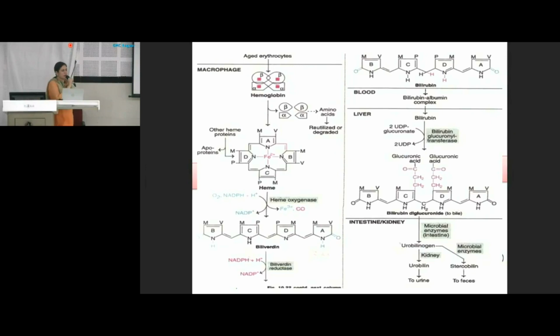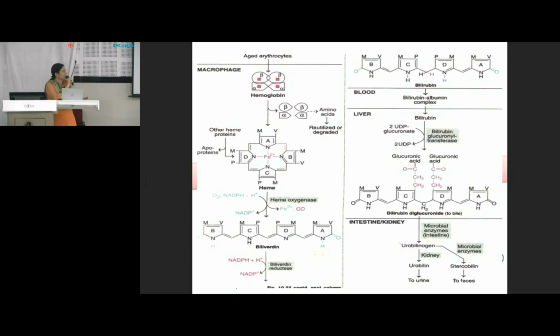Now this bilirubin is sparingly soluble in plasma, so it needs to be transported with the help of albumin. Albumin has two binding sites, a high affinity binding site and a low affinity binding site. Bilirubin can bind tightly with the high affinity binding site of albumin up to about 25 milligram of bilirubin. So the bilirubin albumin complex is transported to the liver, and in the liver this albumin gets detached from the bilirubin, which is also called unconjugated bilirubin.